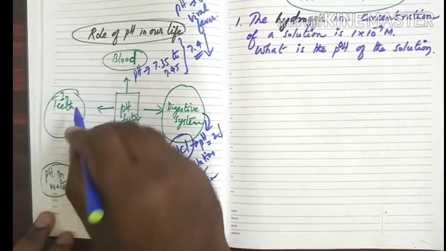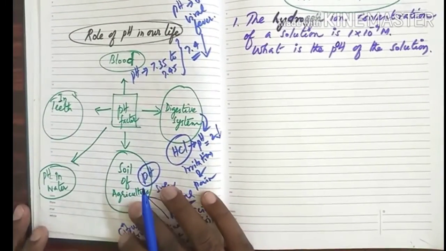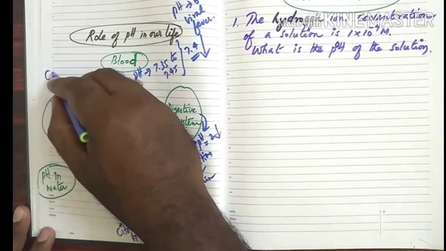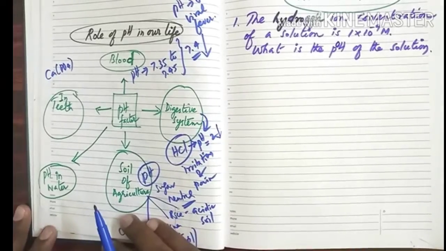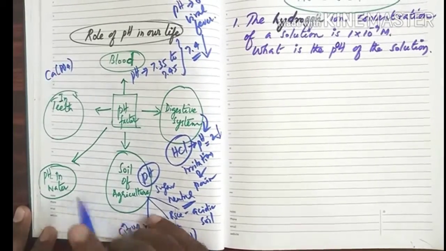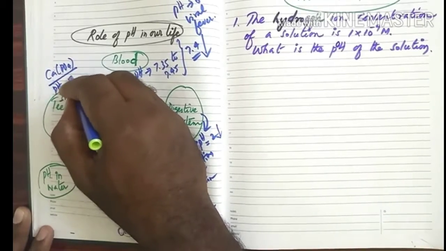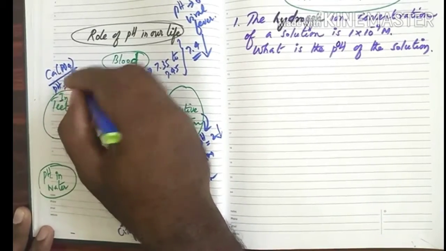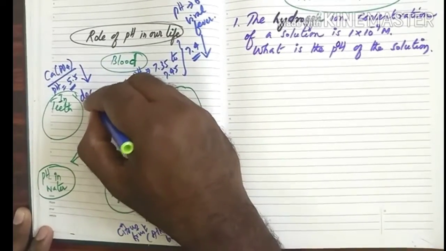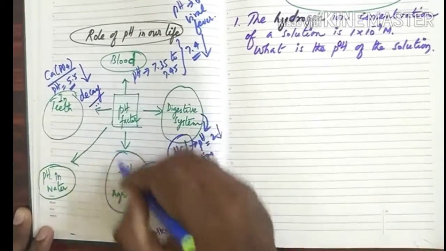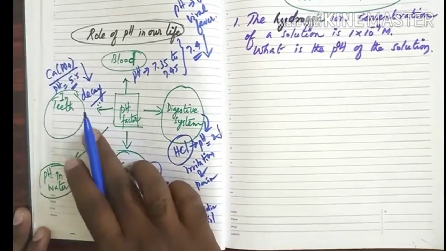Then what about teeth? The teeth are white in color because they contain calcium phosphate. That calcium phosphate is maintained with the help of a pH value of 5.5. If the value decreases, our tooth will decay. That is why we use toothpaste, to keep it basic always and maintain its basicity.